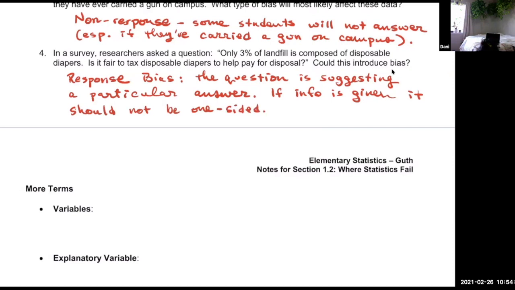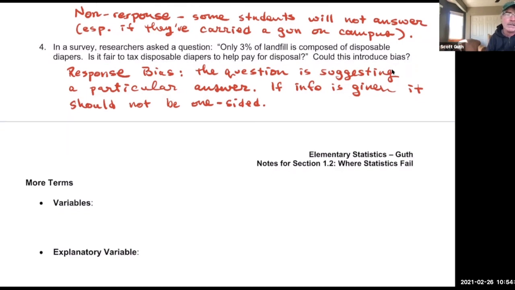So the way you might fix the question is just take the only 3% out. Or if you feel like you need to give information, you'd say it's only 3%, but it's still 100 million tons a year. You follow me? And if someone says, oh God, that's a lot of diapers, maybe we could talk about that. But I think the 3% number is important, but it's not balanced. Okay, any questions?